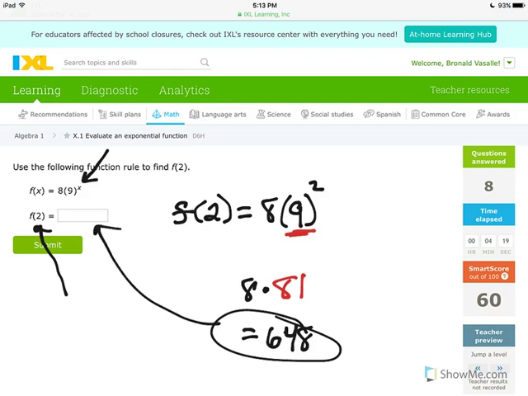And there's your examples for Algebra 1, Module X.1.